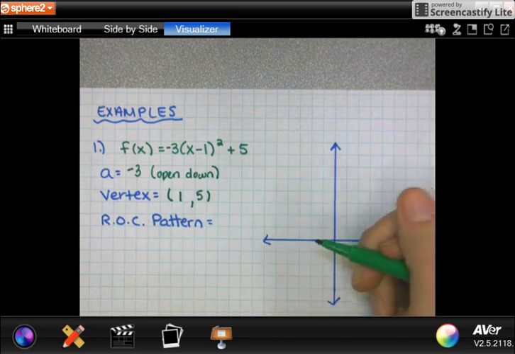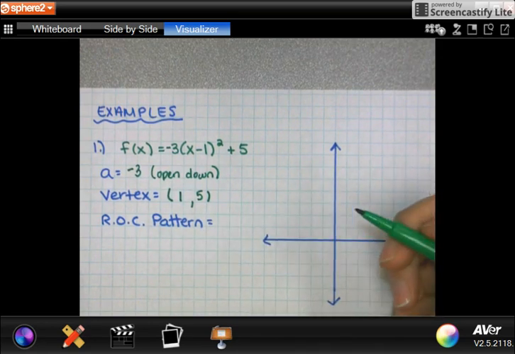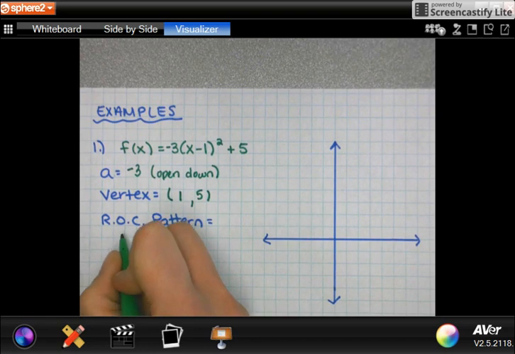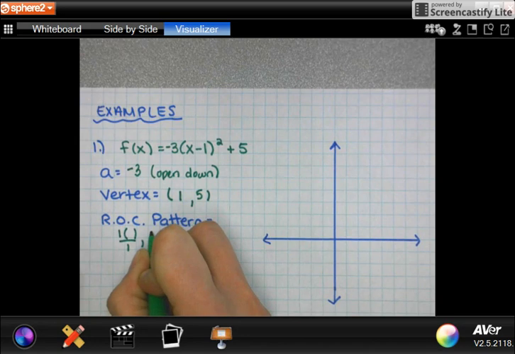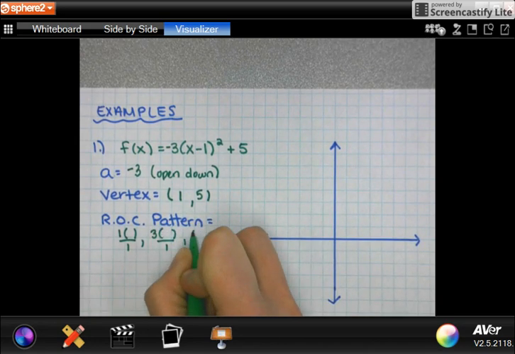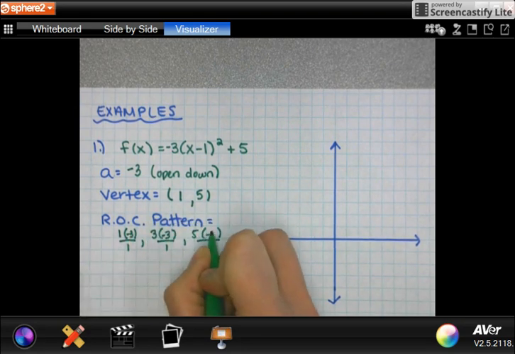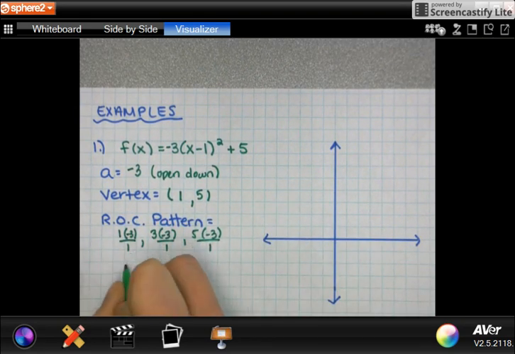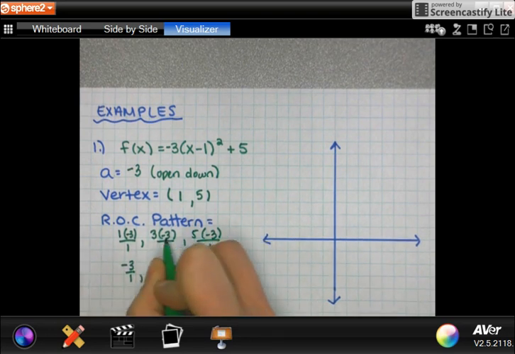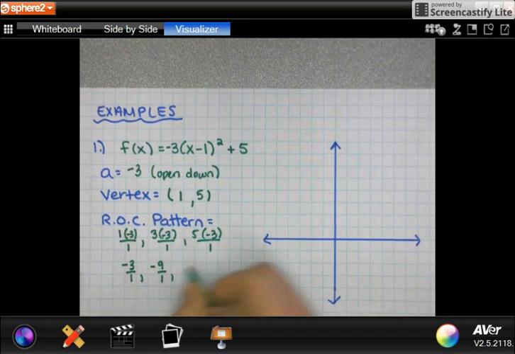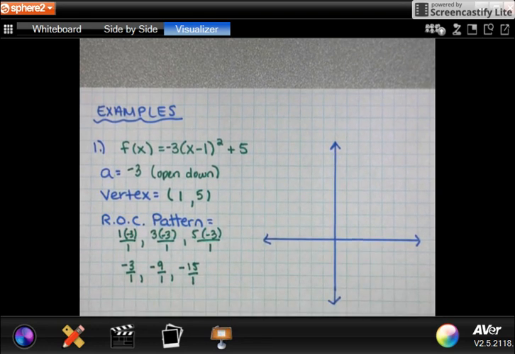And I also need my rate of change pattern in order to graph this function. So remember, your rate of change pattern follows that equation: 1a over 1, 3a over 1, 5a over 1. So if a is -3, I'm going to put that in here. 1 times -3 over 1 is -3 over 1. 3 times -3 over 1 is -9 over 1. 5 times -3 over 1 is -15 over 1.